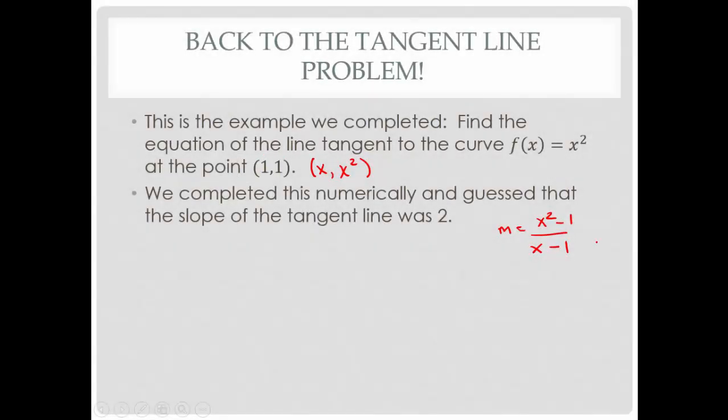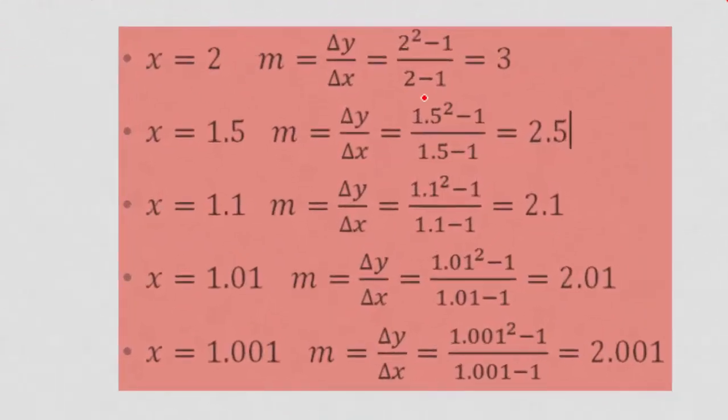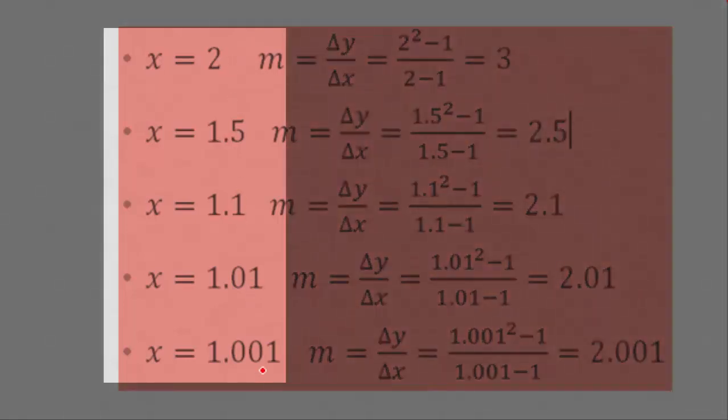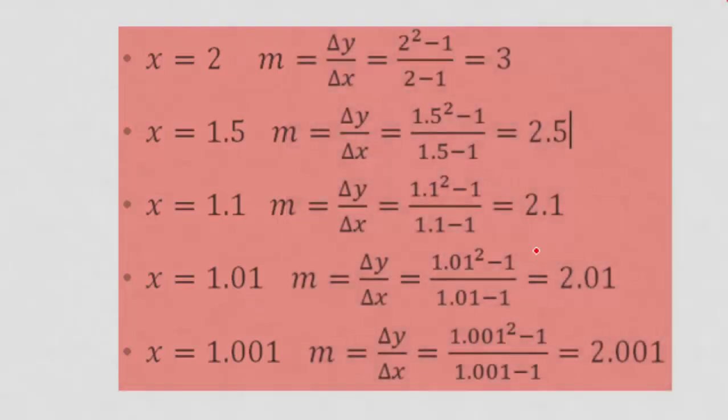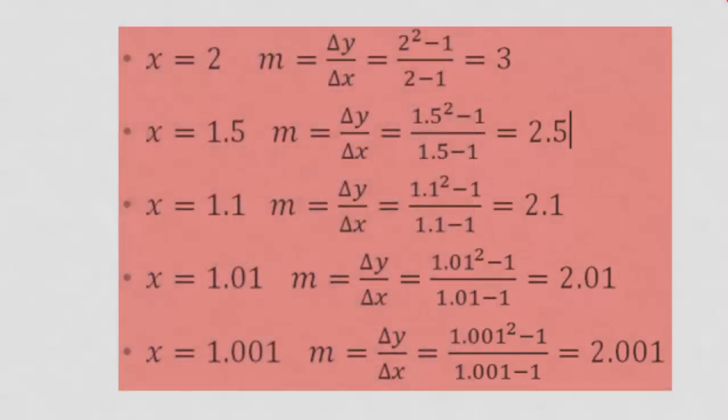So we did it numerically, and we said, okay, we're going to let x get kind of close to 1. So we started with x equals 2. We did our calculation and got 3. When x was 1.5, we got 2.5. This should all look familiar. This is the example we went through. So by the time we were done, we were looking at the slope of the secant line, and as x got closer and closer to 1, the slope of the secant line was approaching 2. So we guessed that the slope of the tangent line was therefore 2.